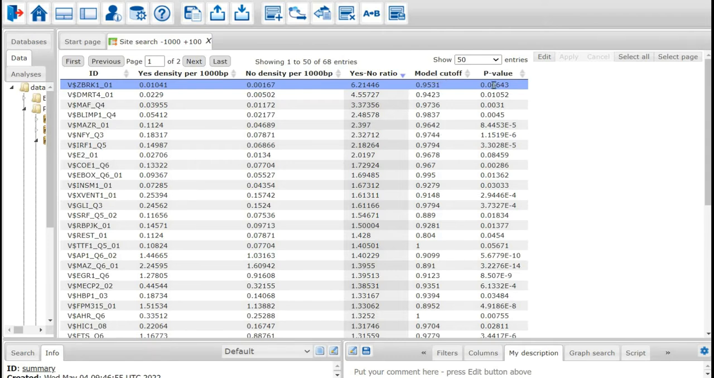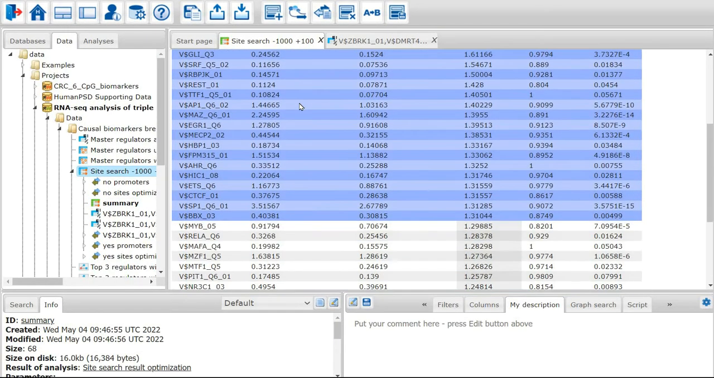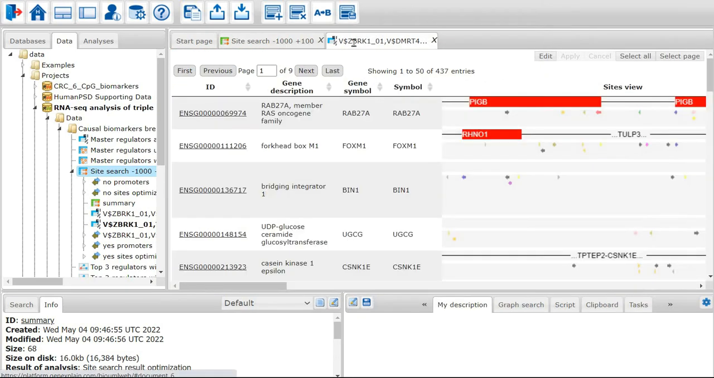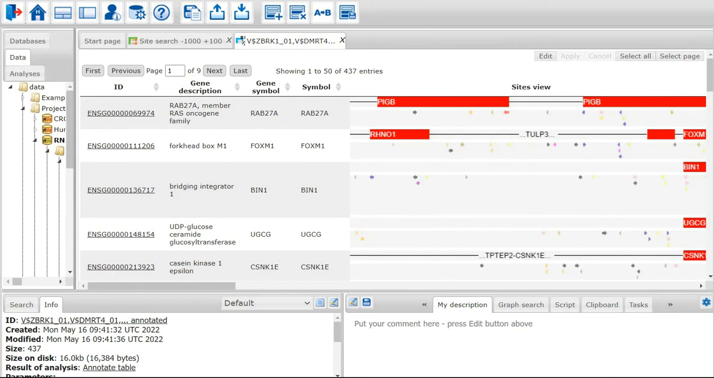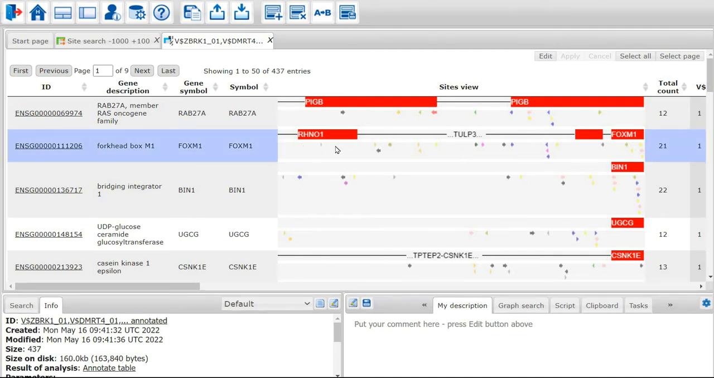We can also see the matrix cutoff or model cutoff and a p-value for each matrix. These are the matrices or site models with the matches overrepresented in the promoters of genes upregulated in breast cancer triple-negative cells. Here I selected rows with fold change greater than 1.3 and I open the details of the genes upregulated in triple-negative breast cancer cells, and for each gene of our interest we can see the structure of the promoter. Here each row represents the promoter of one upregulated gene.